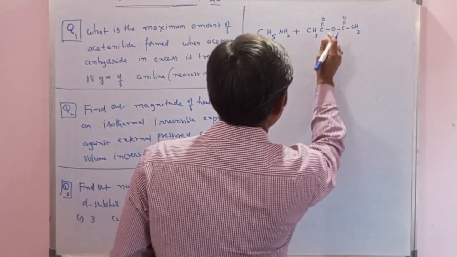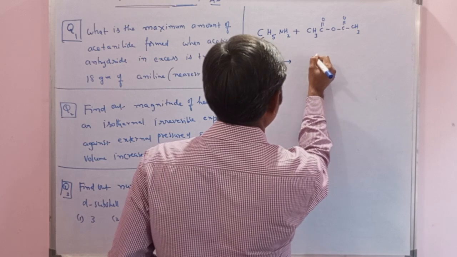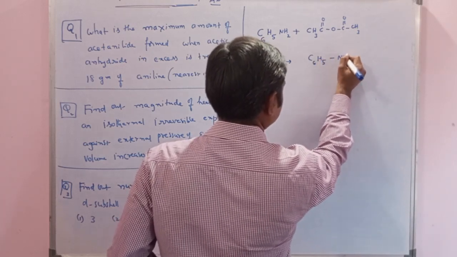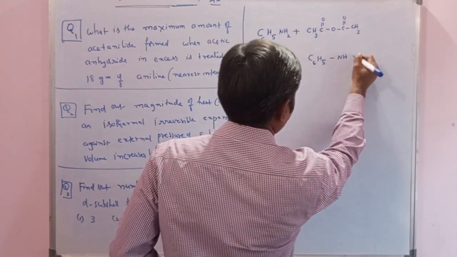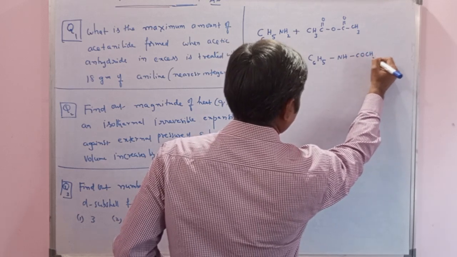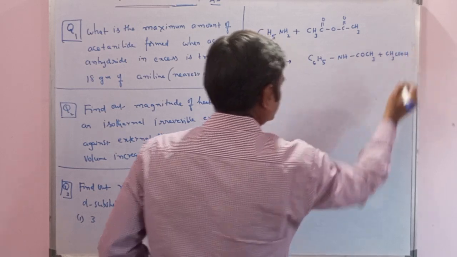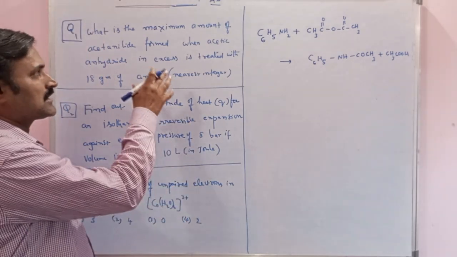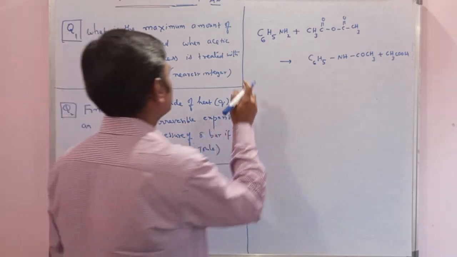What does acetanilide mean? You abstract acetic acid from it, you will get C6H5NH, and this CH3CO part will come onto this nitrogen. So this is COCH3. The rest byproduct is acetic acid, CH3COOH. Now, in this chemical equation, we can start finding the maximum amount of acetanilide that can be obtained.